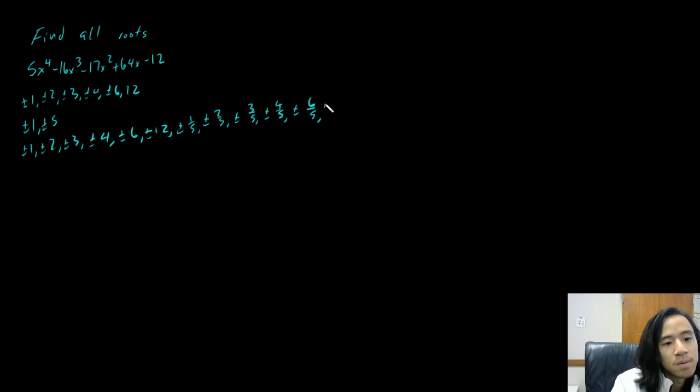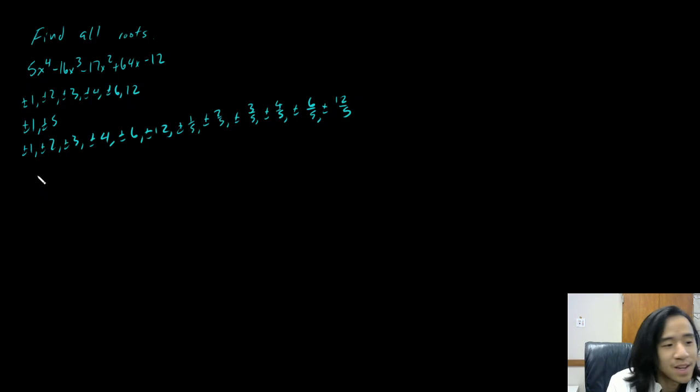Now I know the leading factors are going to be plus minus 1 and plus minus 5. So let's make a list of all the possible roots. Plus minus 1, plus minus 2, plus minus 3, plus minus 4, plus minus 6, plus minus 12. And then I'm going to divide them all by 5. So plus minus 1/5, plus minus 2/5, plus minus 3/5, plus minus 4/5, plus minus 6/5, plus minus 12/5. Just so beautiful to see all of these numbers, right?